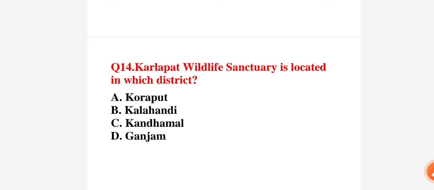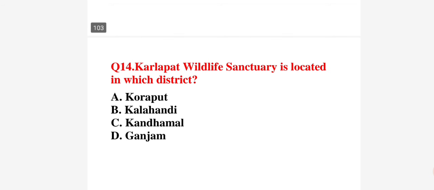So option A Koraput, option B Kalahandi, option C Kandhamal, option D that is Ganjam. So what is the right answer here? So here the right answer is option B Kalahandi. Okay. So Karlapat Wildlife Sanctuary is situated in Kalahandi district, and this sanctuary is home to species like tiger, leopard, sambar, Nilgai, and mouse deer, and various reptiles.